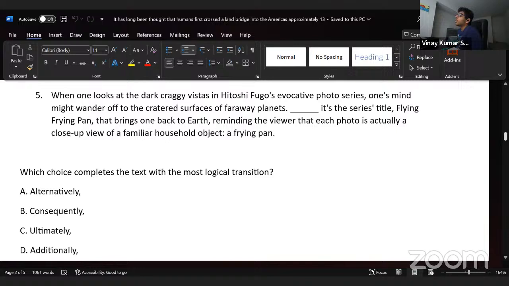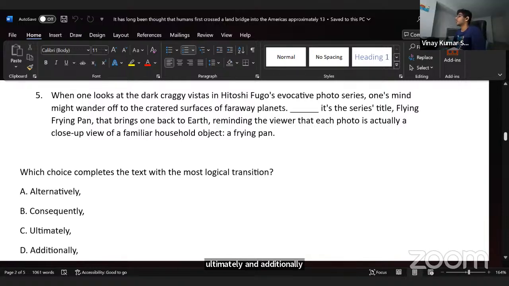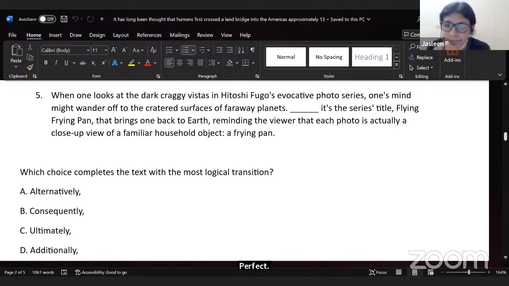And D. Yes. Additionally, it's the series title Flying Pan. Yes. So if you see, what is the difference between ultimately and additionally? Ultimately means it's a conclusion. Perfect. So the right option is option D.